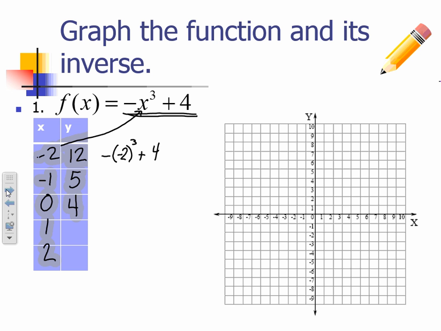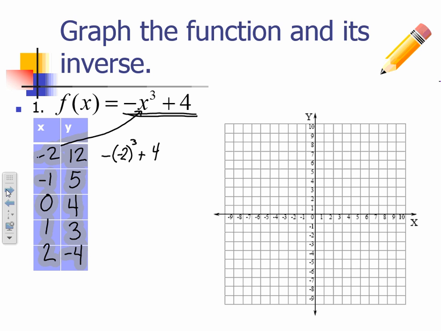1 cubed is 1. Put a negative sign on it. Makes a 3. And then we'll do the 2. So each time we're changing the x value, leaving the parentheses where they are. We're changing that x value in there to help us figure out what the y value is. And then we can go ahead and make a picture of this function here.